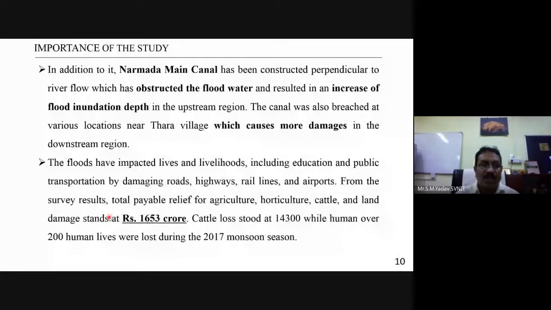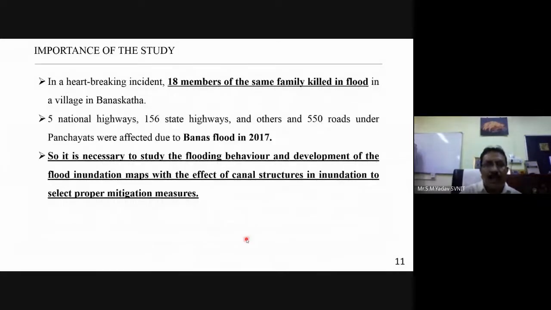From the survey results, total payable relief for agriculture, horticulture, cattle and land damages stands at 1,653 crores, and approximately 200 human lives were lost during monsoon 2017. There was one incident also where 18 members of the same family were killed. That is in Kharia village in Banaskantha. 5 national highways, 156 state highways, and other 550 roads under Panchayat were affected due to this particular flood.